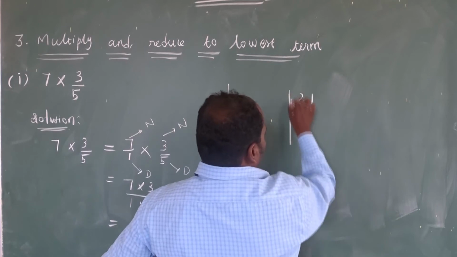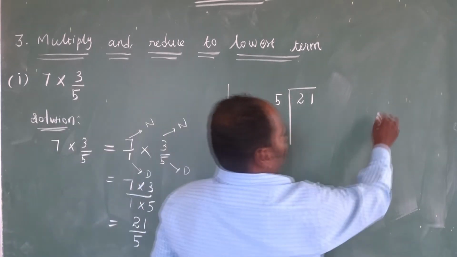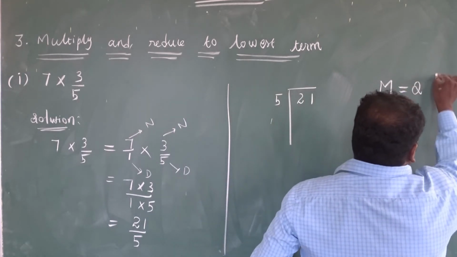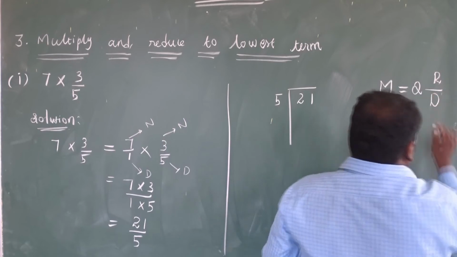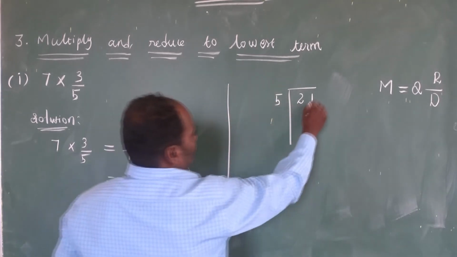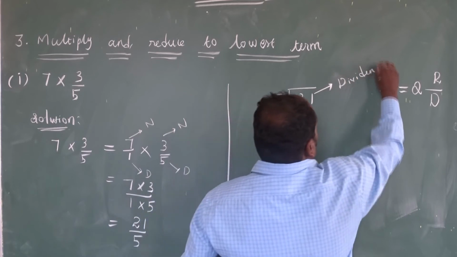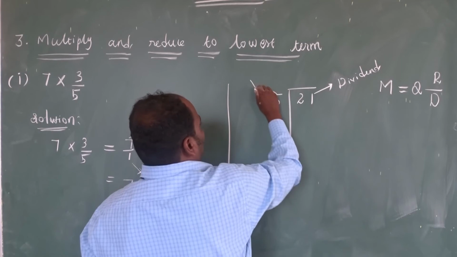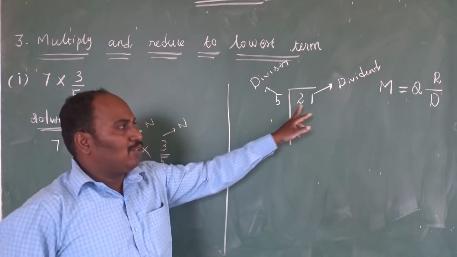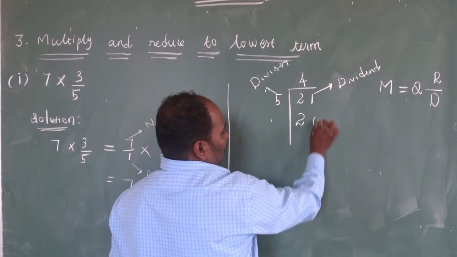21 divided by 5. We want a mixed fraction. Mixed fraction is equal to quotient into remainder divided by divisor. 21 is the dividend and 5 is the divisor. We divide 21 by 5. 4 5s are 20.